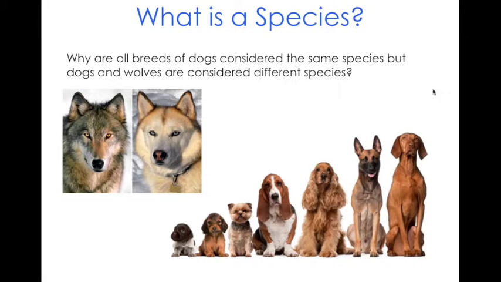However, if you look at the dog and the wolf, they are extremely similar in features, but they are considered different species. If you look at these two images here, the one on the left, if you can figure it out, is the grey wolf, native to North America, and the one on the right is the husky.